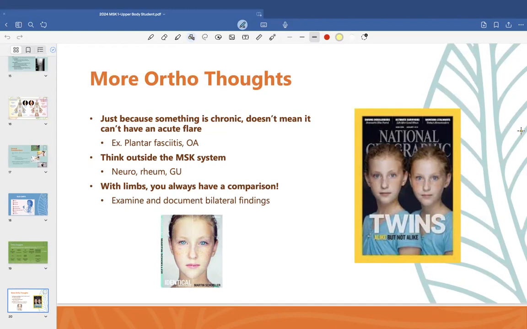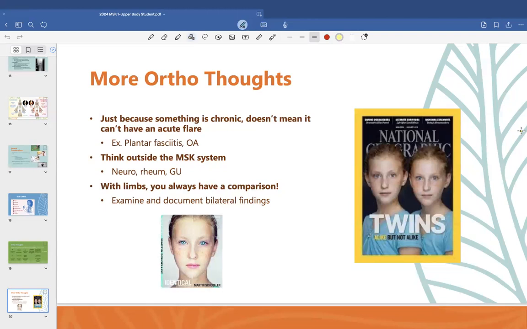Think outside of the musculoskeletal system. So again, numbness, tingling, the strength. We'll talk about specifically hip pain, or hip pain in a young female. Oh boy, here we go, right? We've got some neuro stuff we should always ask about. We think about rheumatology, even abdominal, GU, GYN. So MSK does lend itself to thinking outside of the box. We're very closely related to neuro.